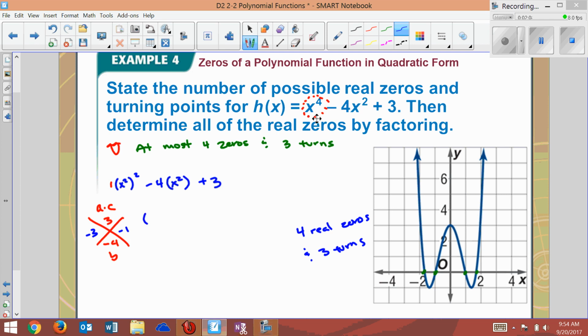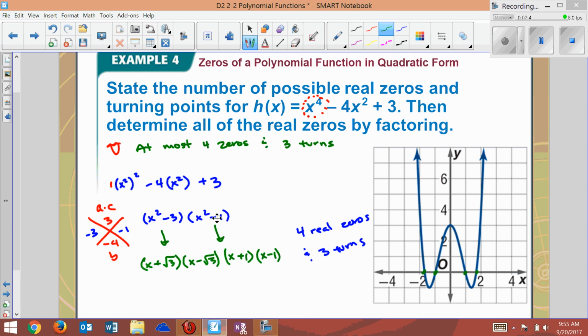You remember how we take that first term and we split it in half? You remember how I told you that early on as far as powers go? That means I have x squared minus 3 times x squared minus 1. Each one of these is a difference of squares, which means I can factor them one more time using our square root technique. This would factor as x plus the square root of 3 times x minus the square root of 3. And this one would factor as x plus 1 times x minus 1.